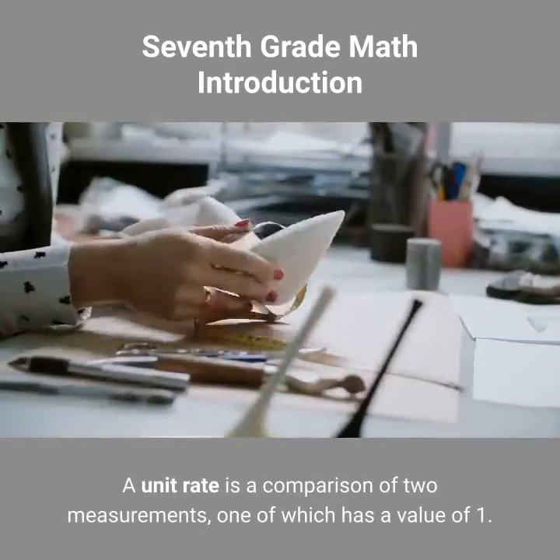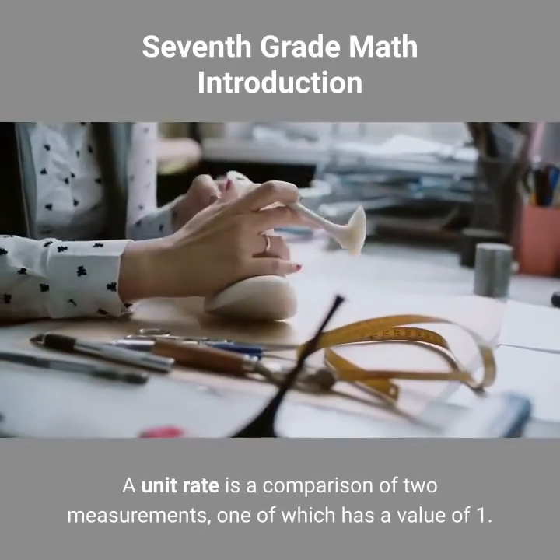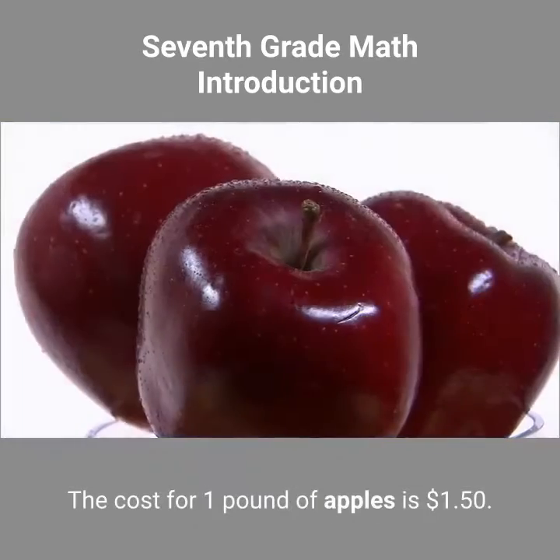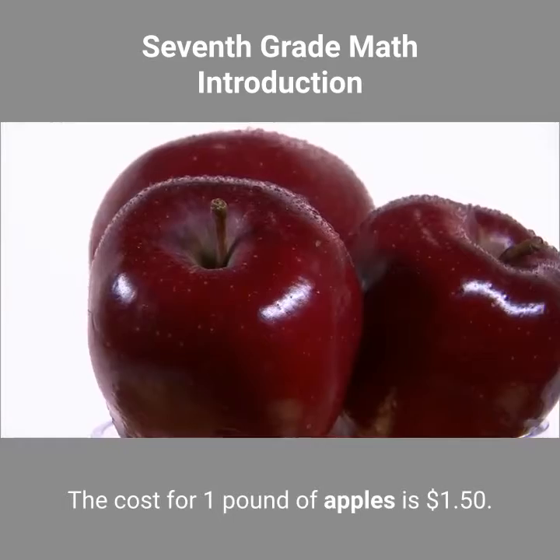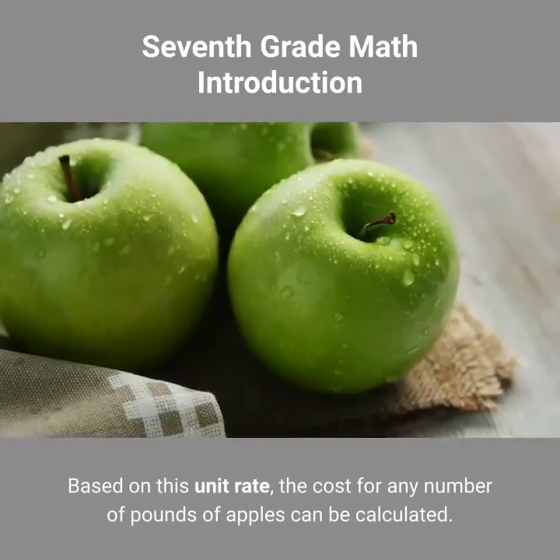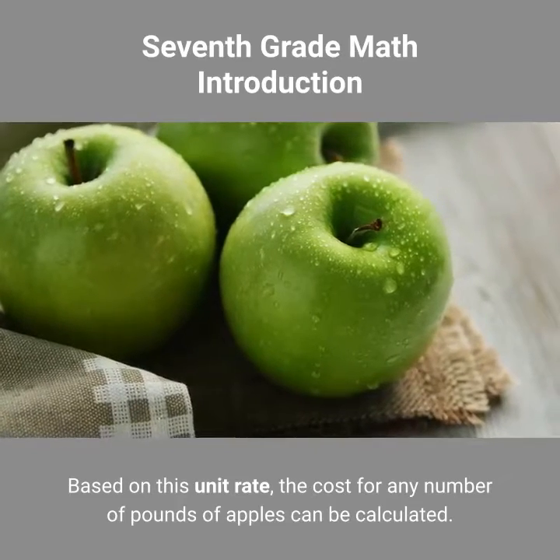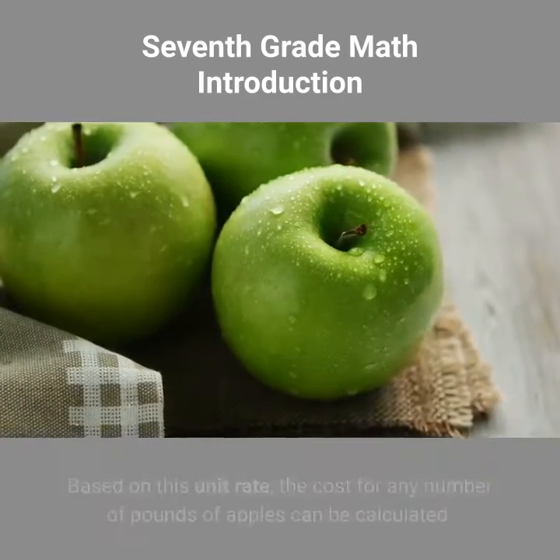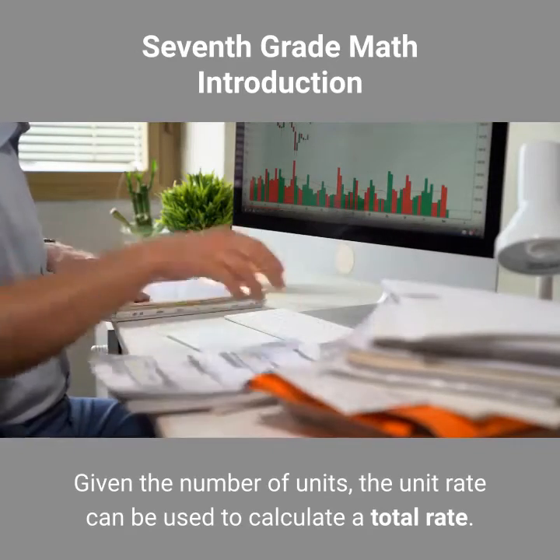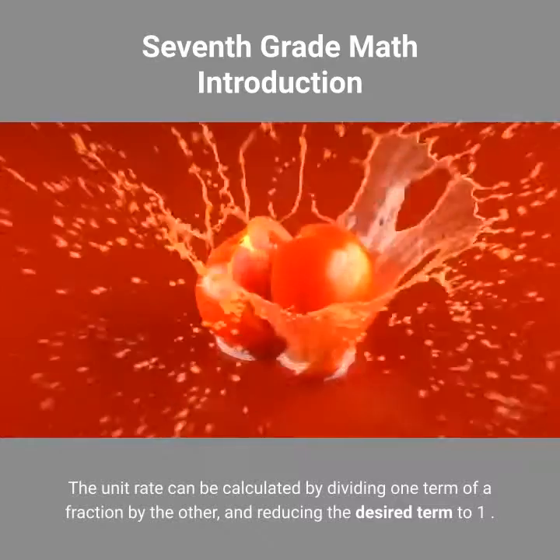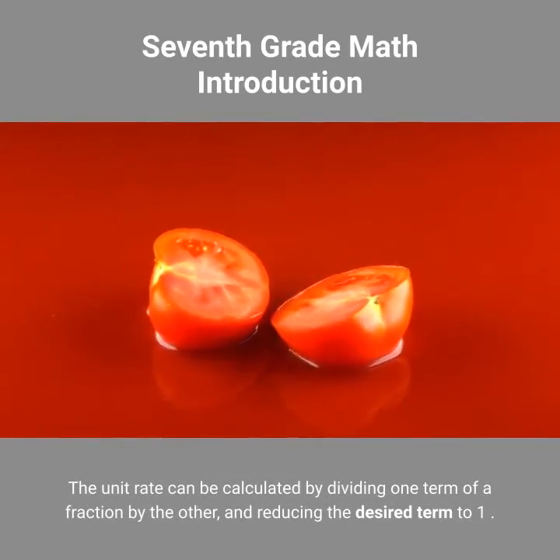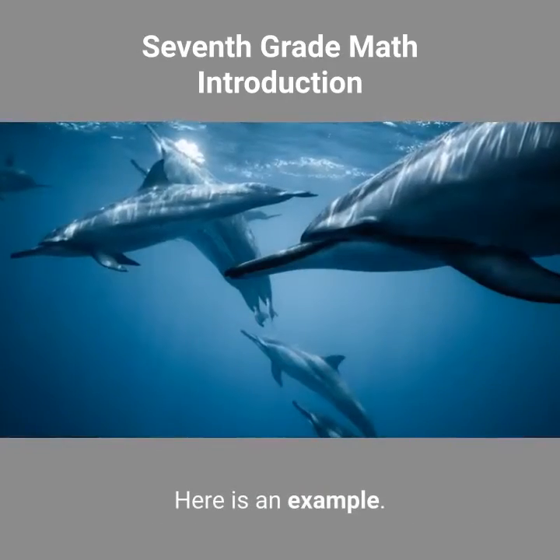Guidance. A unit rate is a comparison of two measurements, one of which has a value of 1. For example, the cost for 1 pound of apples is $1.50. This can be written as a rate. Based on this unit rate, the cost for any number of pounds of apples can be calculated. Given the number of units, the unit rate can be used to calculate a total rate. The unit rate can be calculated by dividing one term of a fraction by the other, and reducing the desired term to 1. Here is an example.